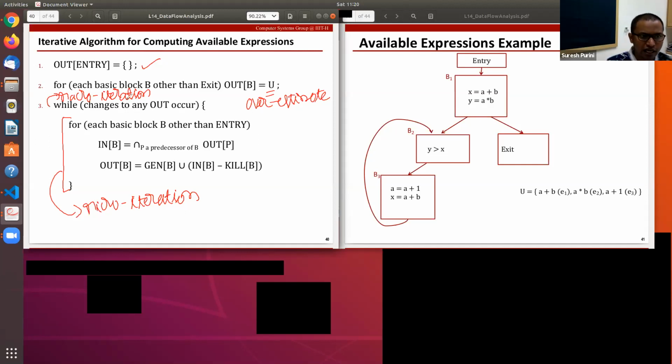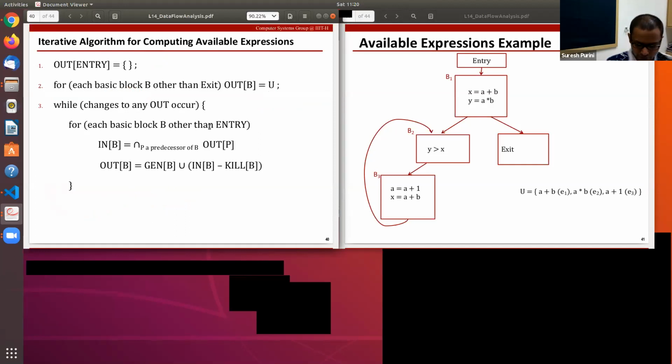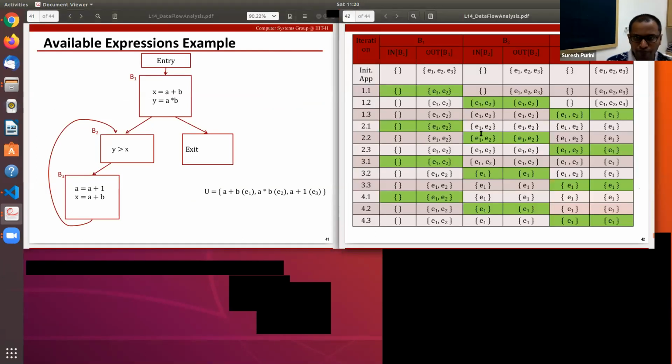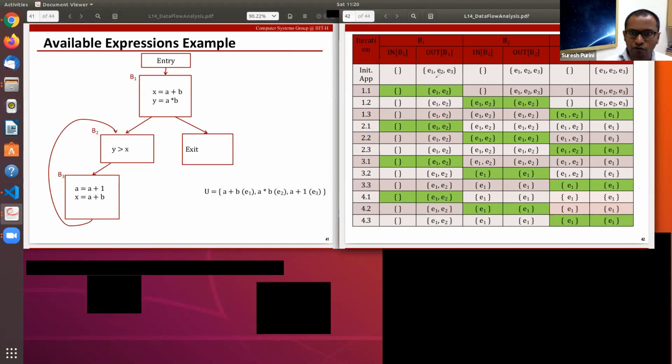So what is the idea here? You start with an overestimate and we keep improving that estimate. That is the idea. Let's look at an example. So here is the example control flow graph that we have, and this is how the algorithm proceeds. As you can see, we started with an over approximation. The initial approximation is an over approximation.